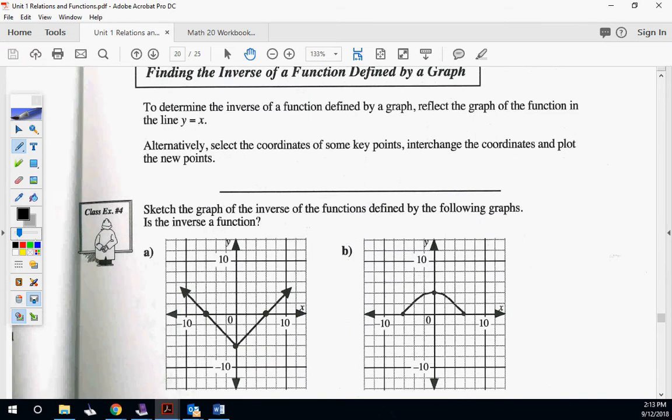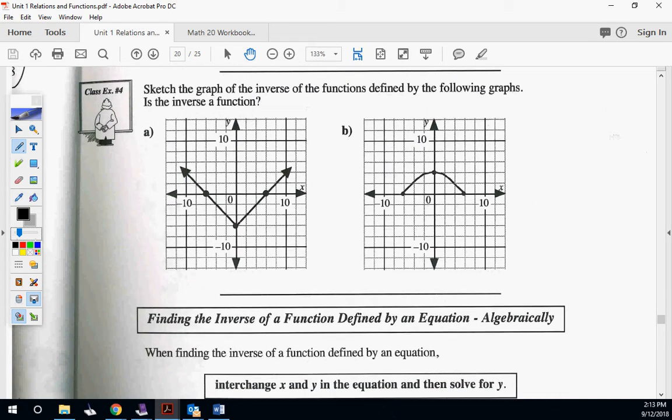Okay, so determine the inverse of the function by reflecting over y = x. Alternatively, select coordinates of some key points, interchange the coordinates, and plot the new points. Here's your hint for your diploma question today. I would use this strategy a little bit in terms of how you plot your points. So not so much the inverse. It's not an inverse question, but I would suggest plotting the points of its f times g function, but you'll see what I mean when I get there. But plotting the points can help you a little bit more than the algebra.